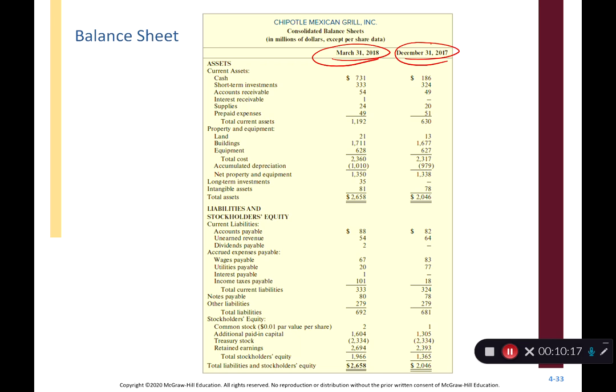So this shows us the balances of our asset, liability, and equity accounts at that one point in time. The balance sheet is a special statement because it's the only one that's for a point in time. The other statements show us the activity for a period of time. And again, we're working on the first quarter of the year for all of these.